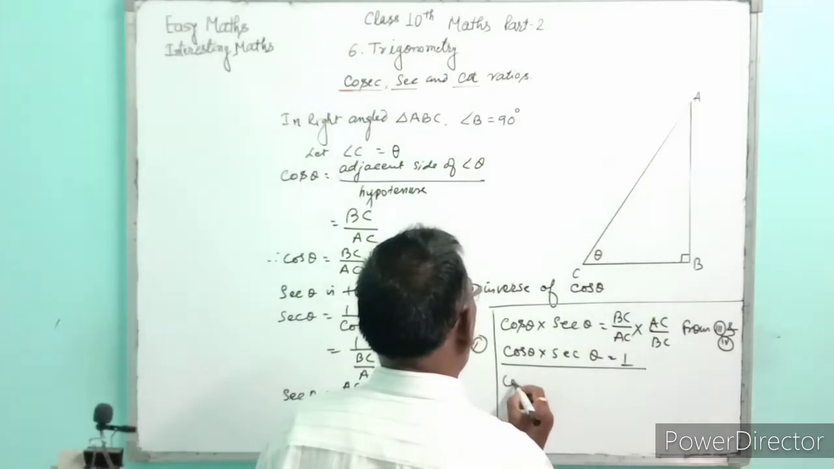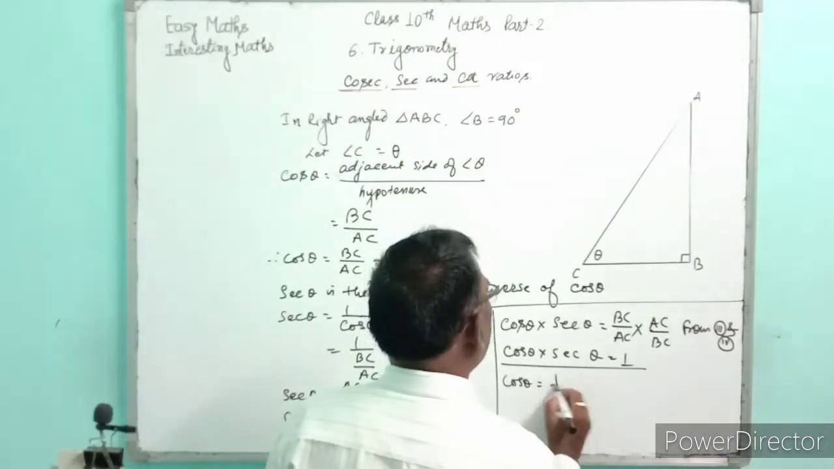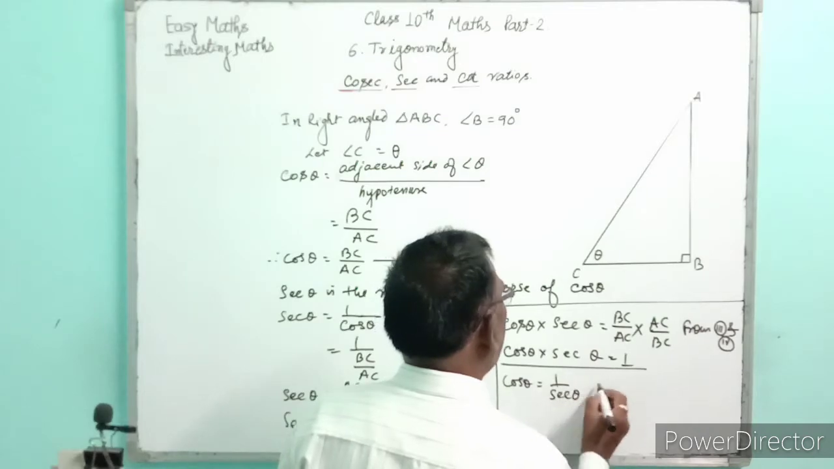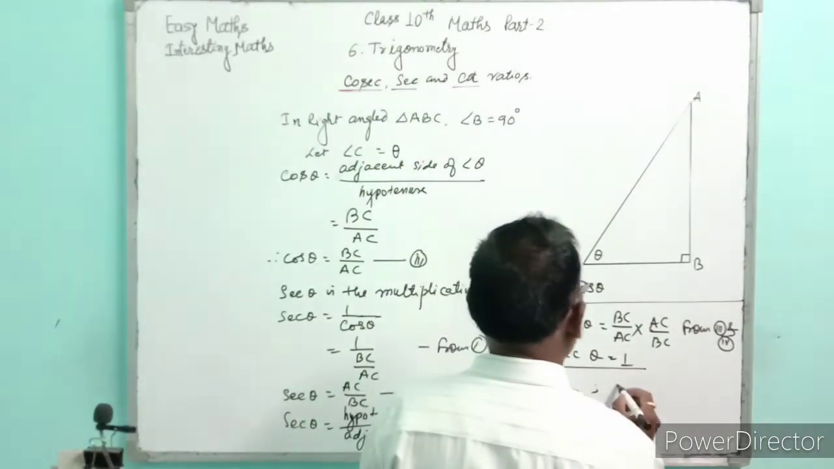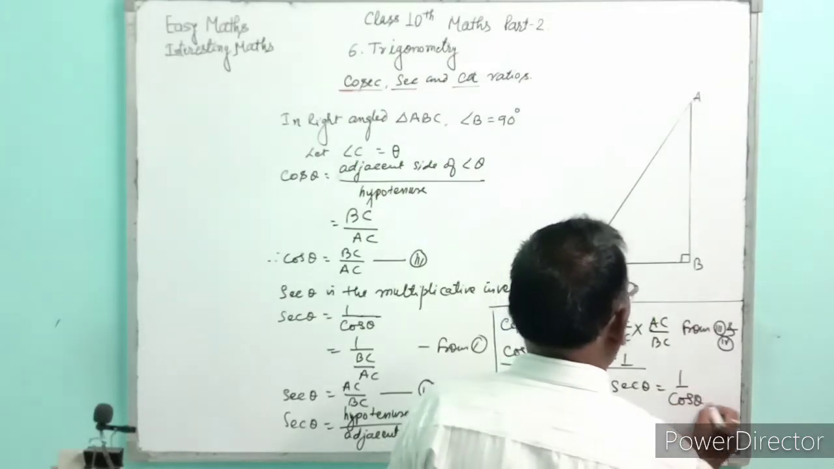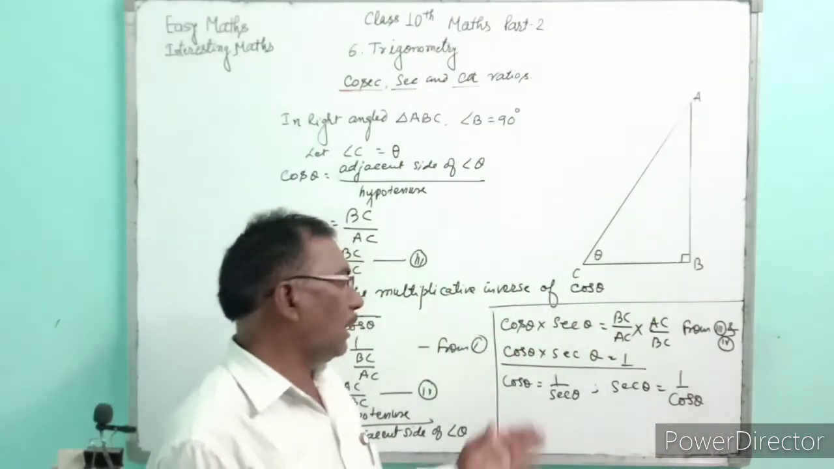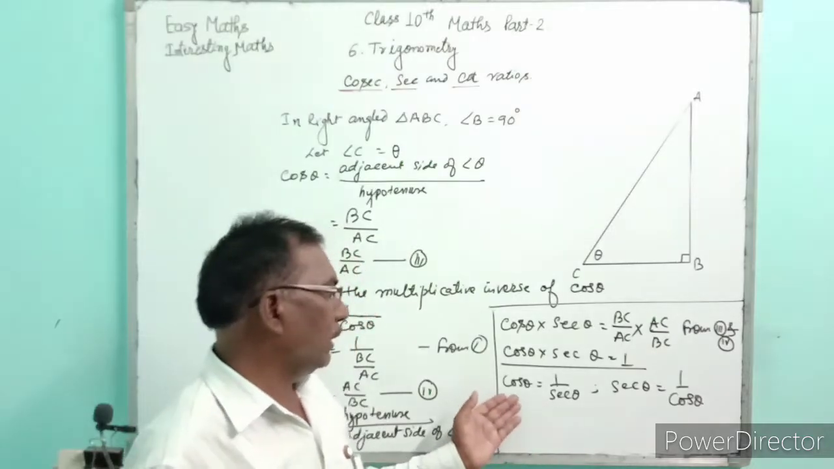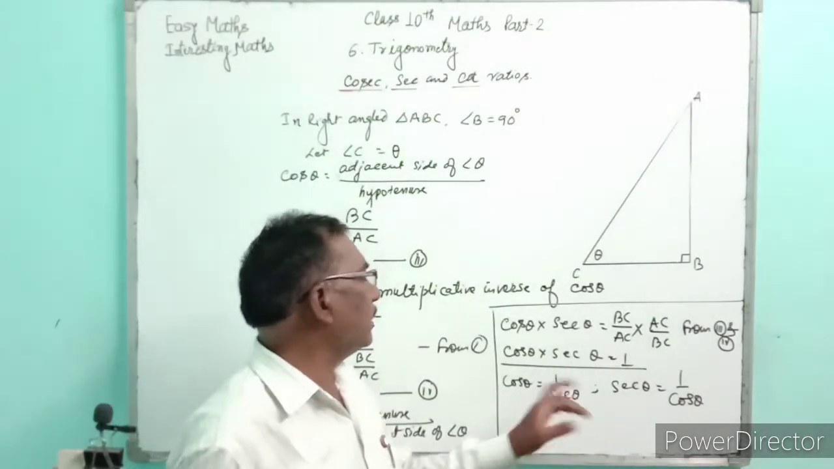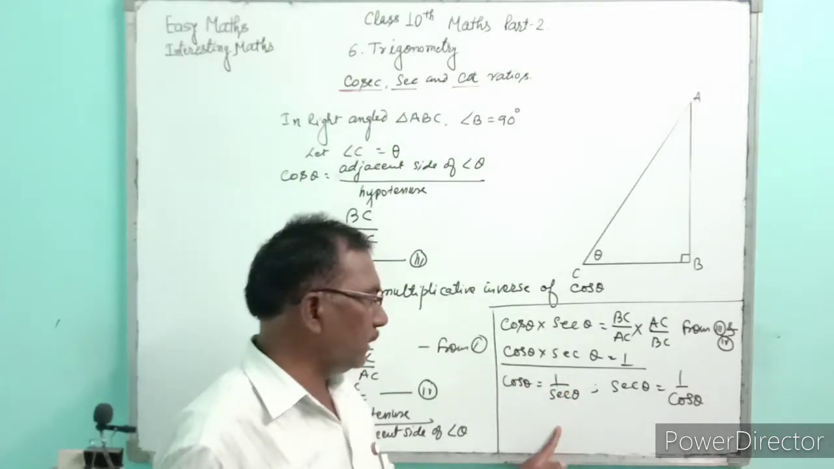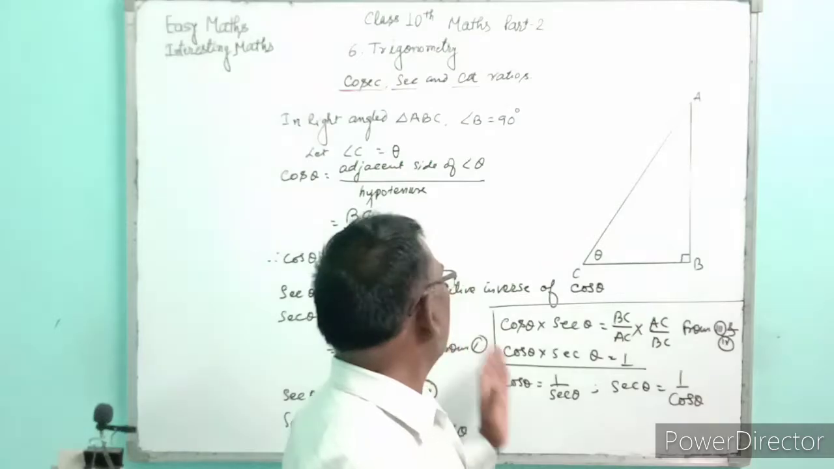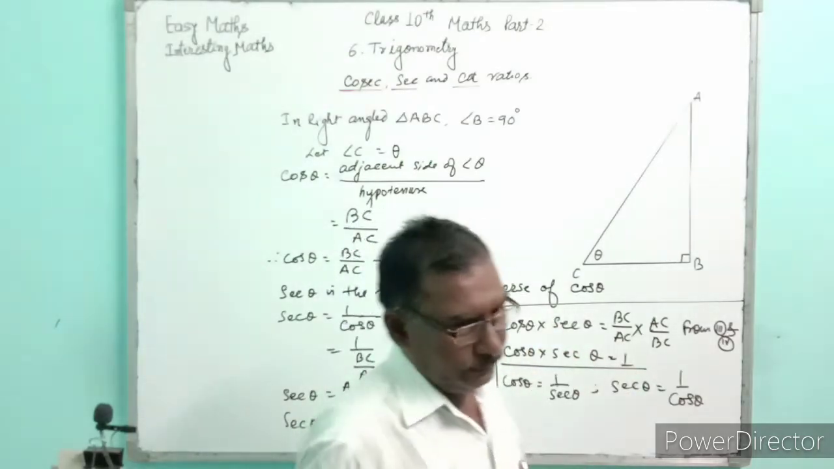Now, cos theta is equal to 1 upon sec theta and sec theta is equal to 1 upon cos theta. These are the relation between cos theta and sec theta. What is the relation between cos theta and sec theta? Cos theta is equal to 1 upon sec theta and sec theta is equal to 1 upon cos theta, and the product of cos theta and sec theta is 1.